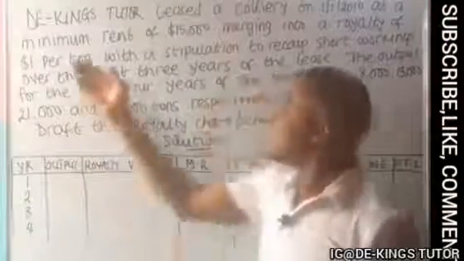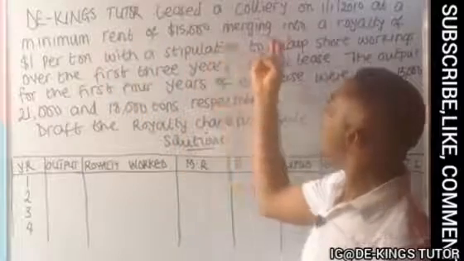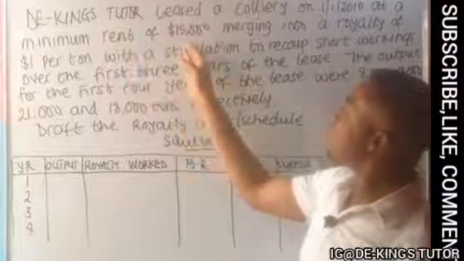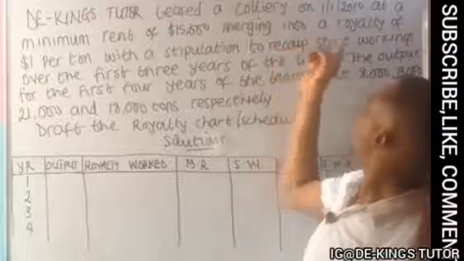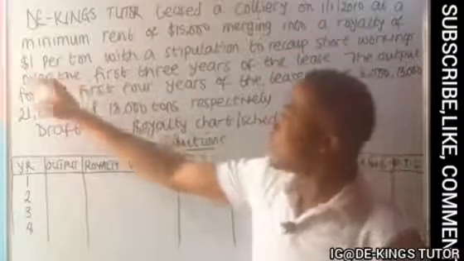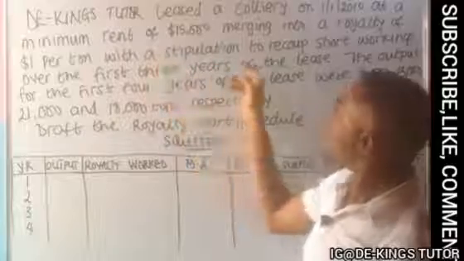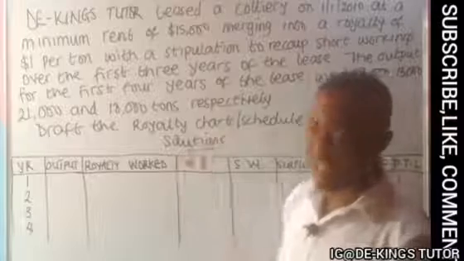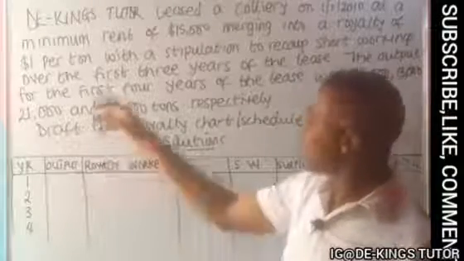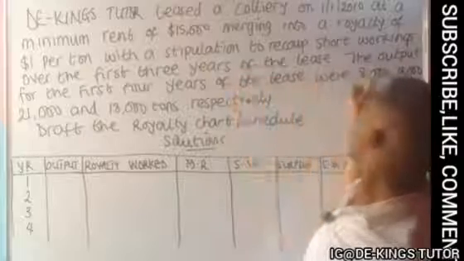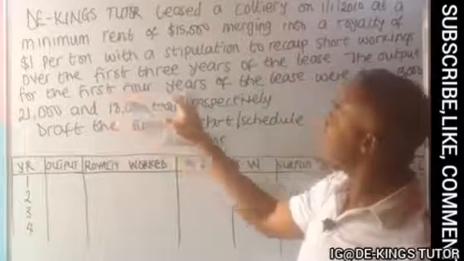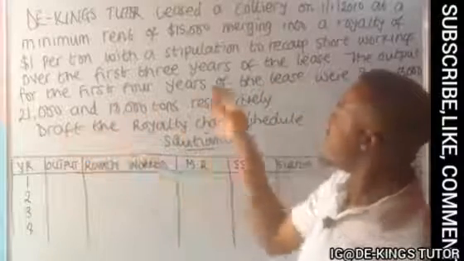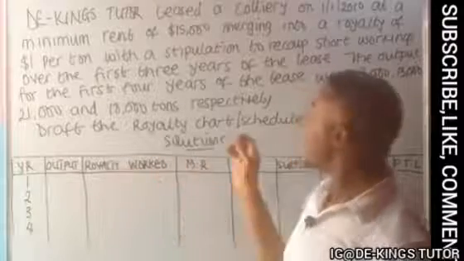Now, the question said, the King's Tutor leased a colliery on 1st January 2010 at a minimum rent of $15,000, merging into a royalty of $1 per ton, okay, with a stipulation to recoup short workings over the first 3 years. Now, they are saying that they can recoup in case there is a short workings over the first 3 years of the lease. Now, the output for the first 4 years of the lease were 8,000, 13,000, 21,000, 18,000 respectively. Draft the royalty chart.